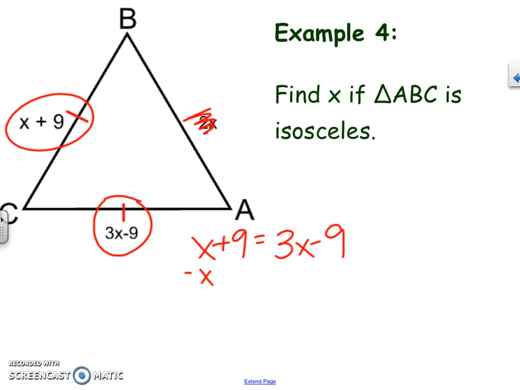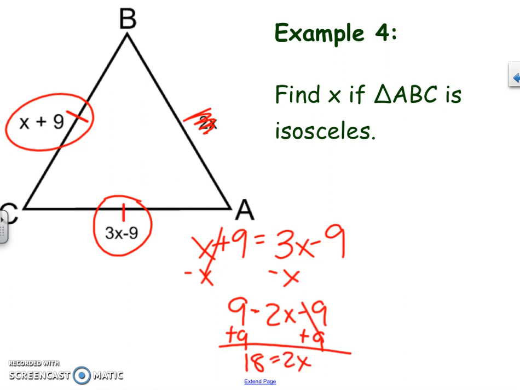So first off, I'm going to subtract x and get 9 equals 2x minus 9. Add 9 to both sides. 18 equals 2x. Divide by 2 and x would be 9. Okay?